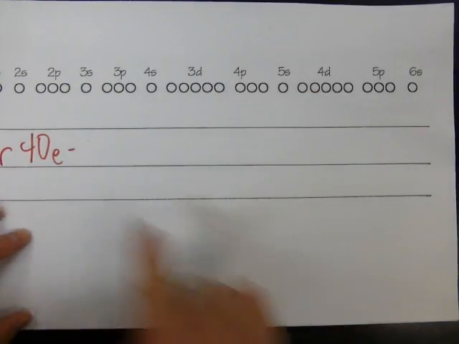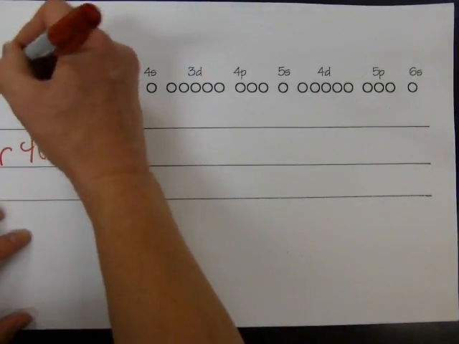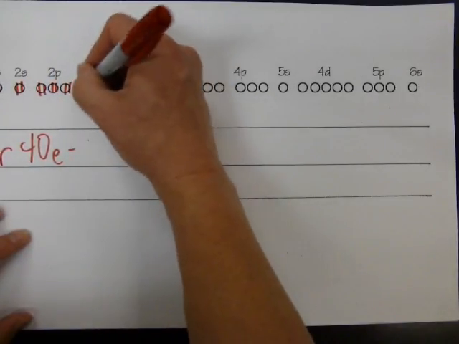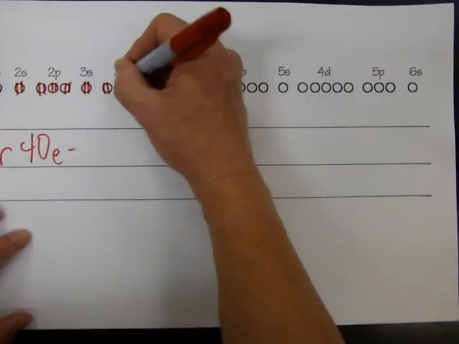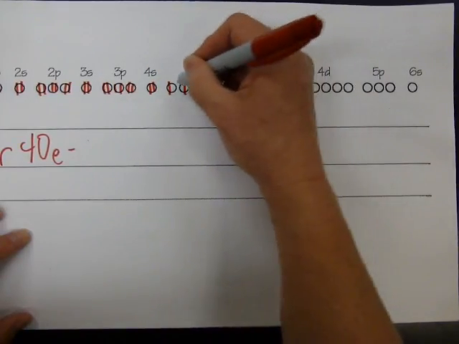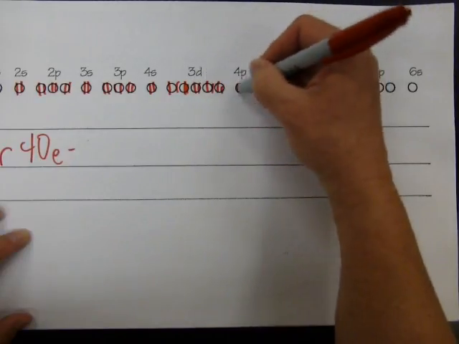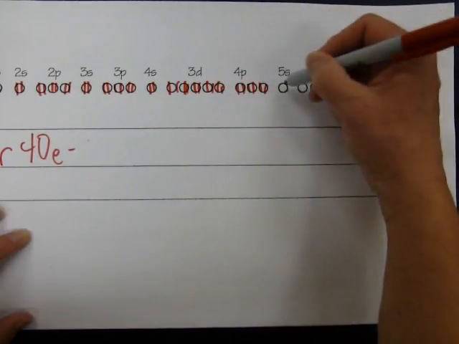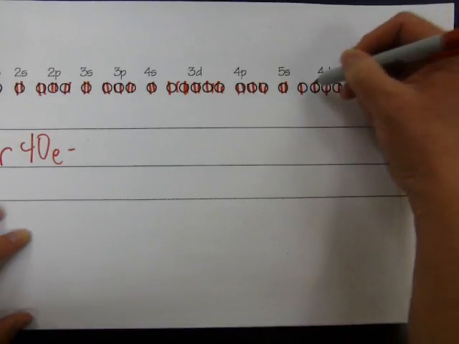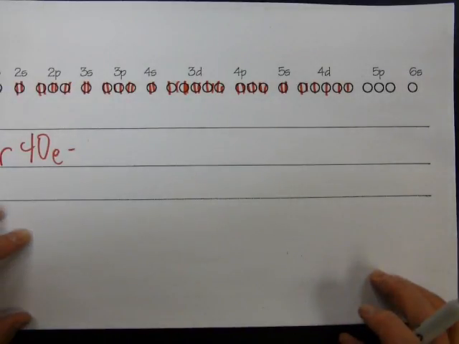So I could put 2 electrons here, 2 here, and then count up through the numbers, 37, 38, 39. I lost count somewhere.